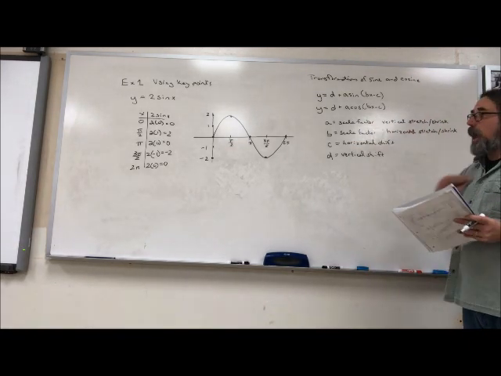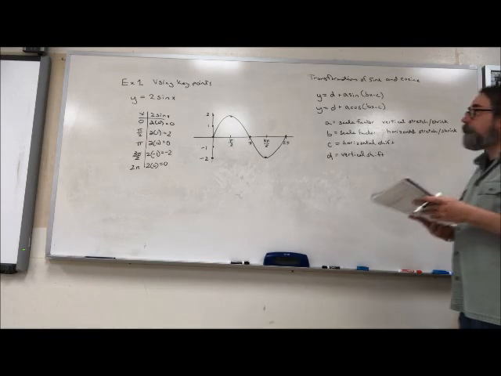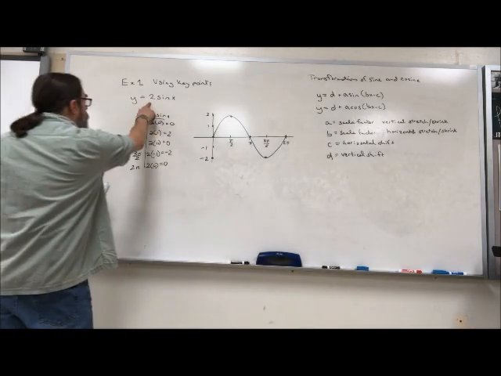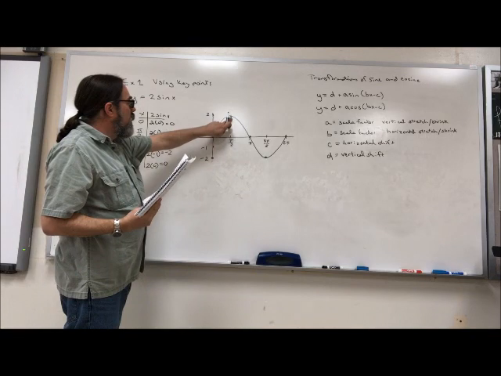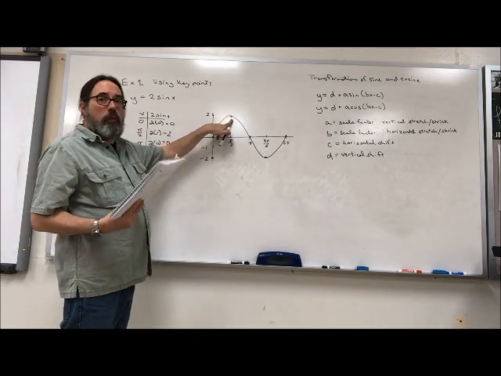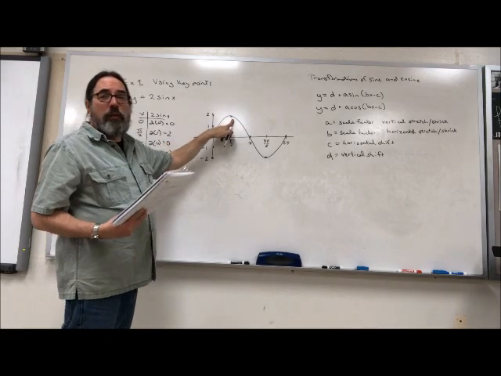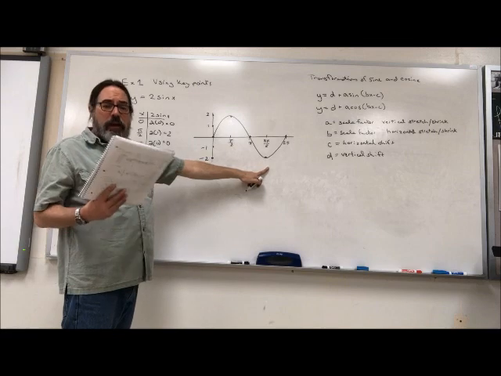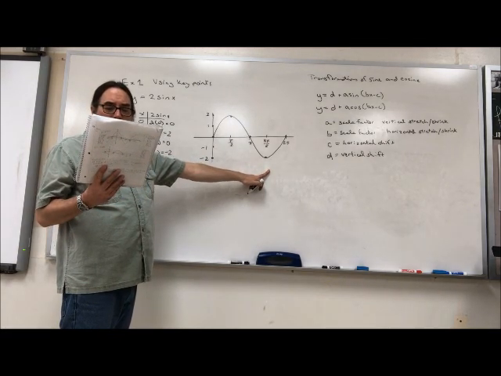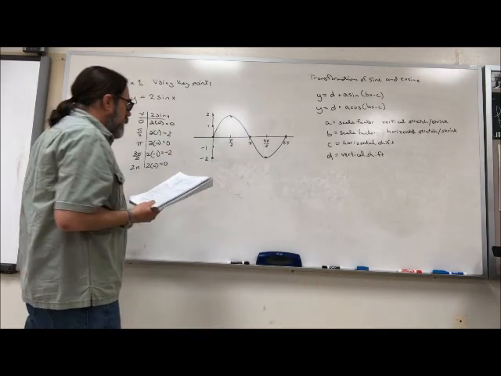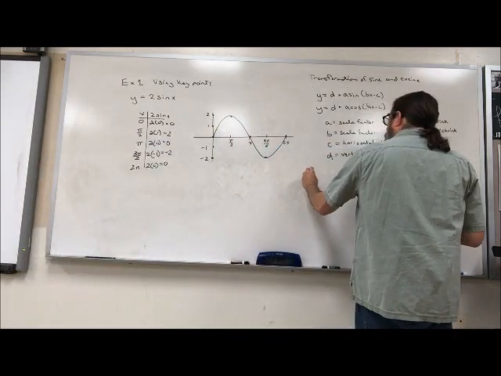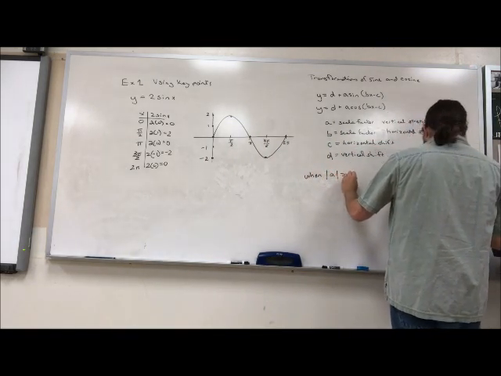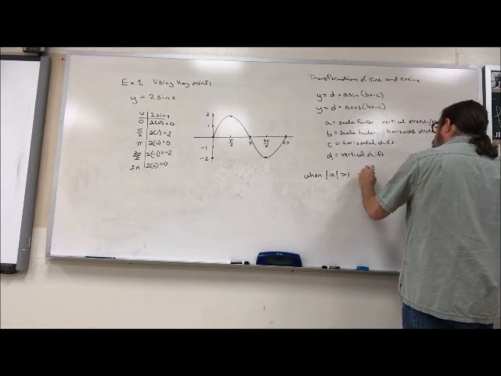I want to start by looking at A, okay? Come over here. Now we have an A here, right? In this case, A is 2. And you can see that originally the maximum of y equals sine x was 1, well now it's 2. And the minimum is now negative 2 instead of negative 1, okay? So in general, when the absolute value of A is greater than 1, we're going to have a vertical stretch.